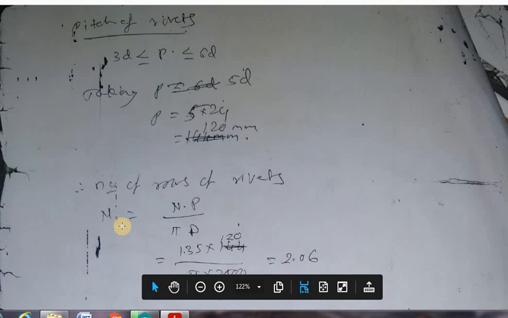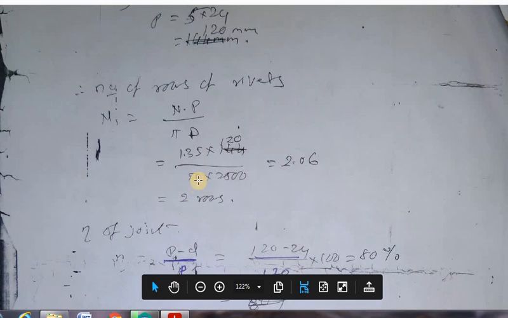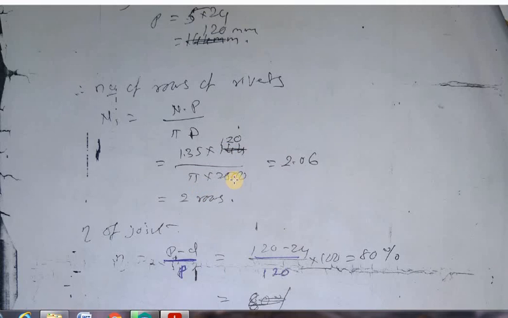So there is an equation also. N1 is N into P by pi D. Pi D is the circumference. N is the total number of rivets, 135 calculated. P is 120. Pi into D is also known. So it's going to be 2.06. So this pitch you have to slightly adjust to get a rounded off value. So rows we take as 2.